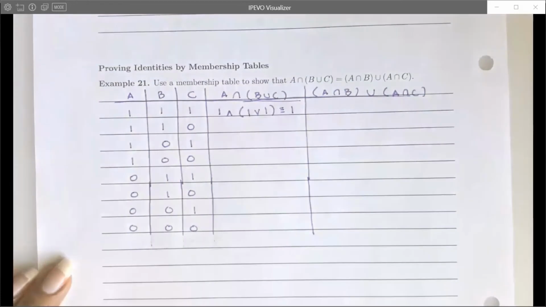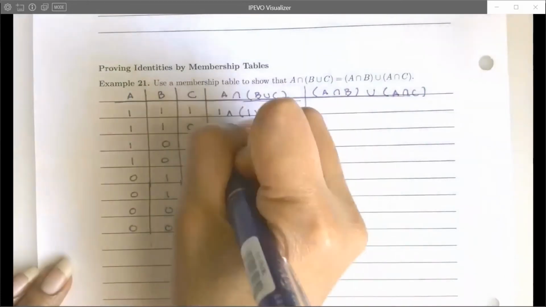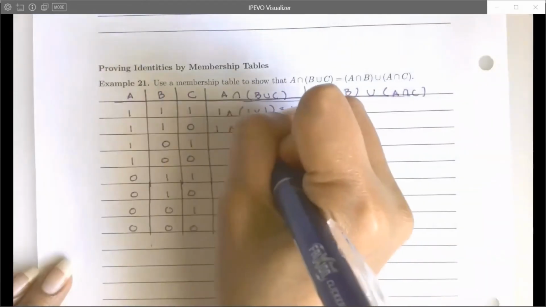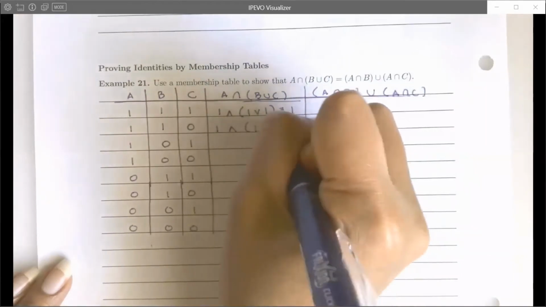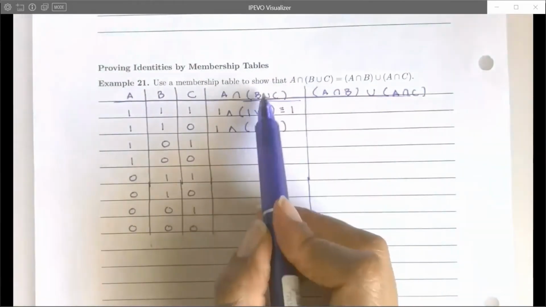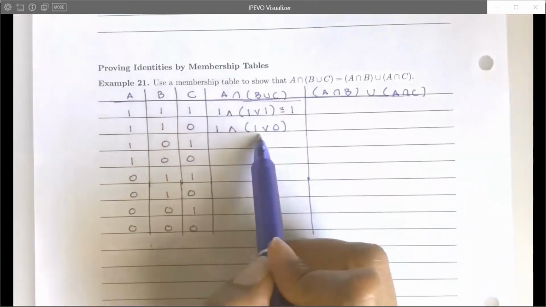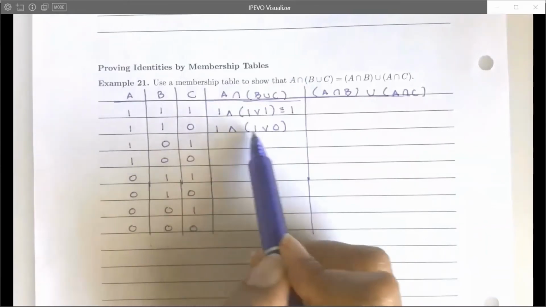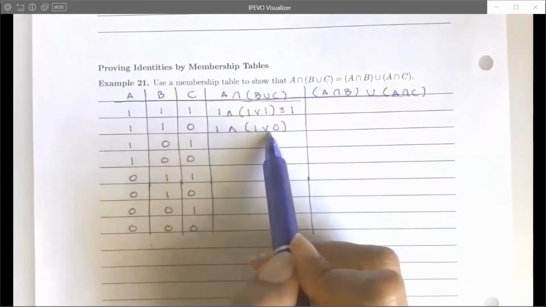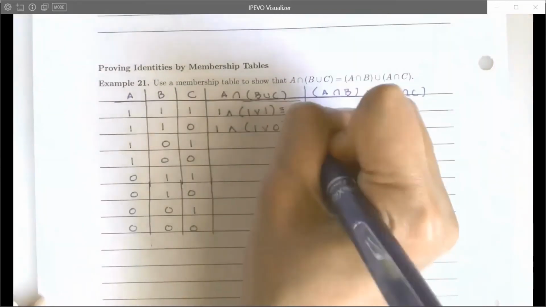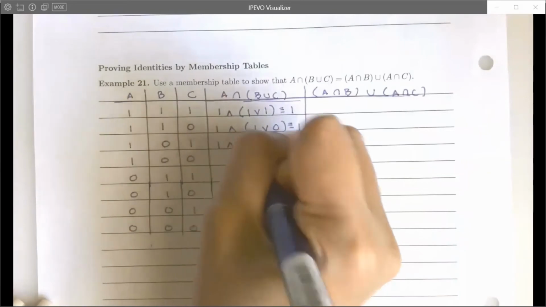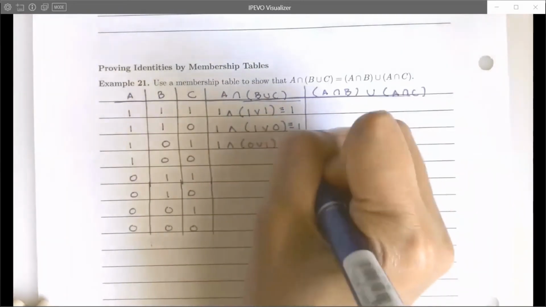All right, let's take a look at the next combination. In this combination, the element is found in A. It is found in B, but it's not found in C. So in order for the element to be part of the union, it has to be found in at least 1. And so here we see that this disjunction will evaluate to 1 because it's found in B. So we have 1 and 1, meaning it's found in A and in the union. This evaluates to 1 as well. And so we just repeat that process. We have 1 and 0 or 1. So that is also 1.